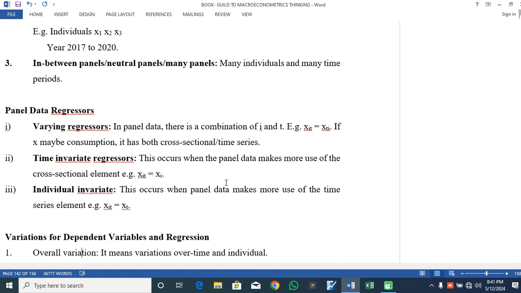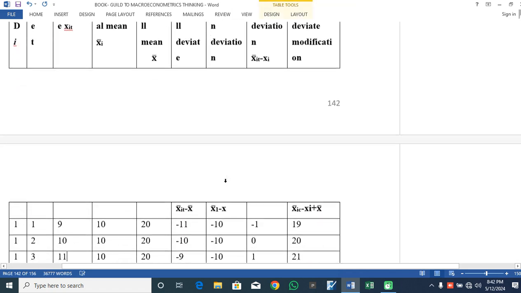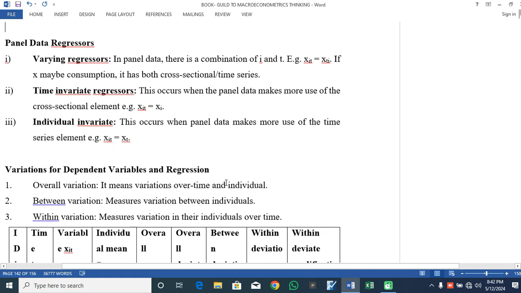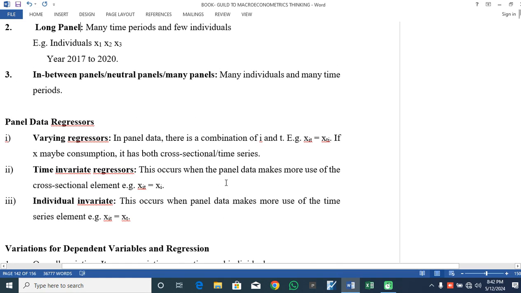So basically, this is where we are wrapping up this introductory class. In the next video, we are going to continue from the variation of dimensions of panel data and proceed towards other dimensions of it. And I believe that will give us a headway as we proceed further to explore the dynamics of panel data and regression in econometrics.